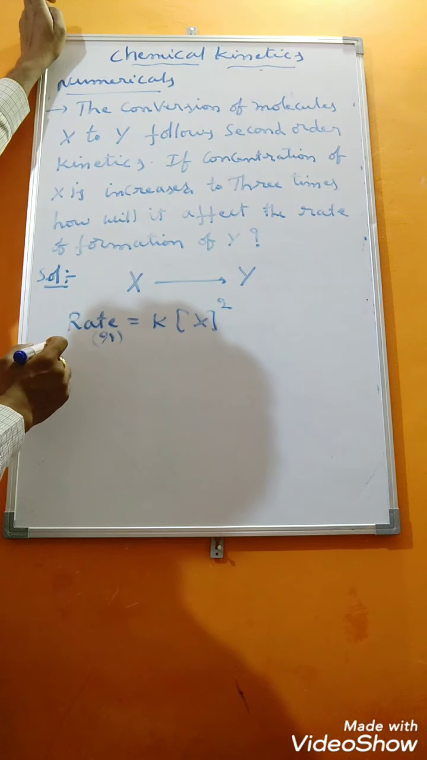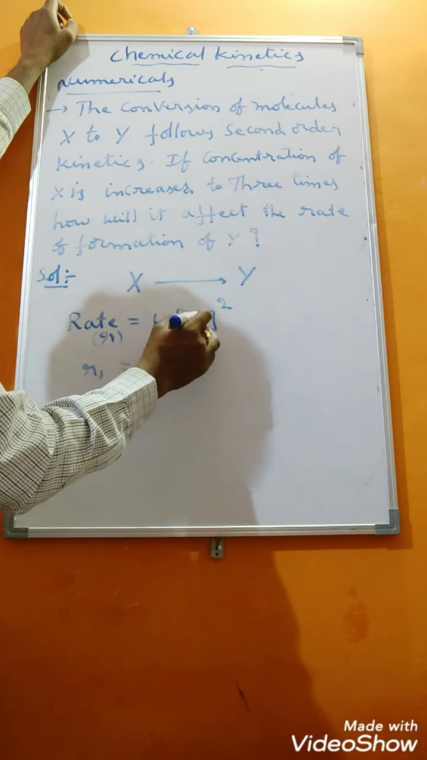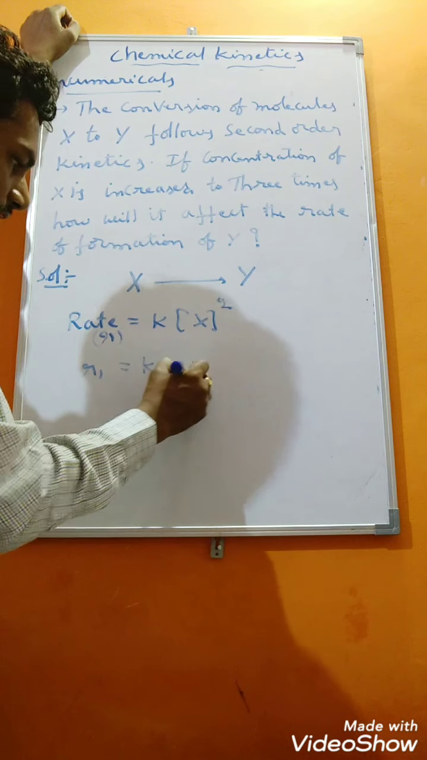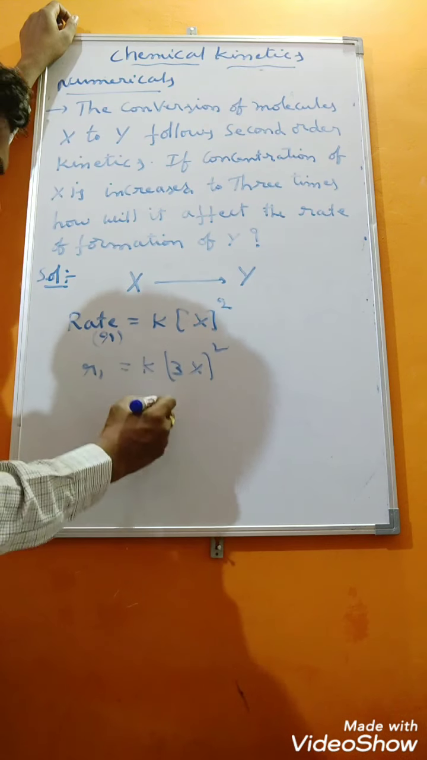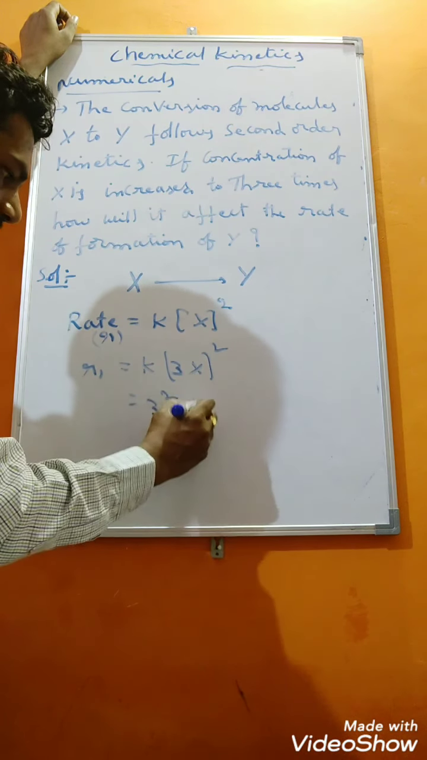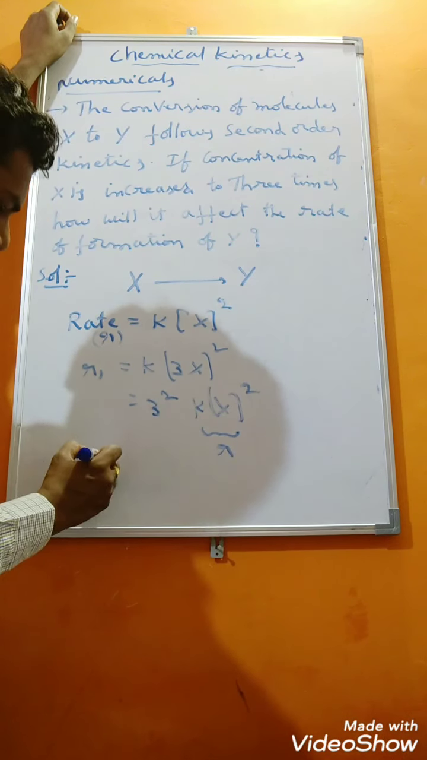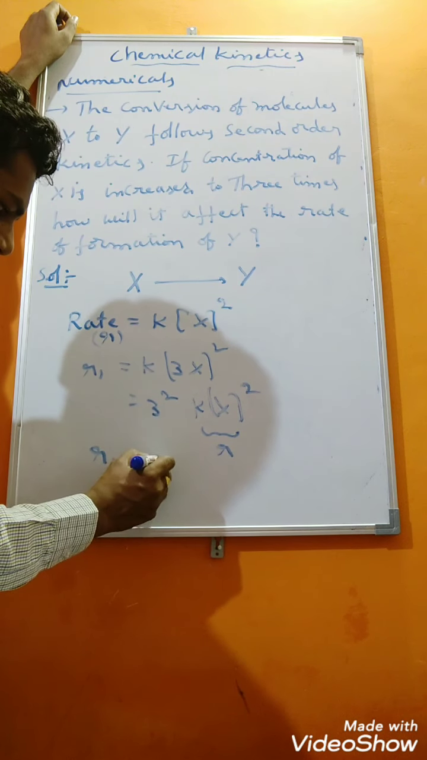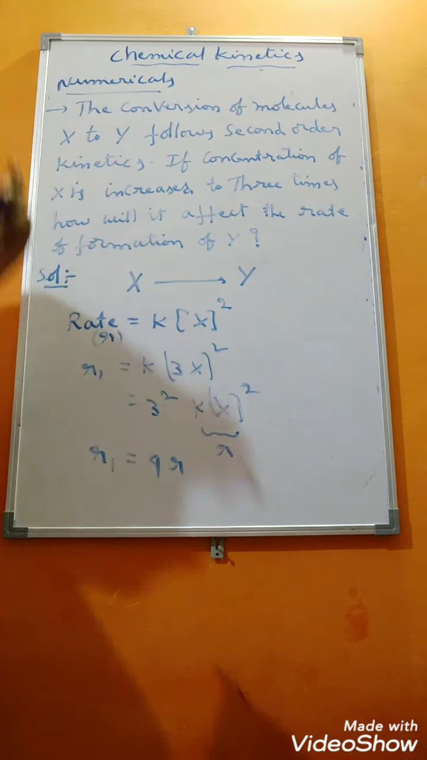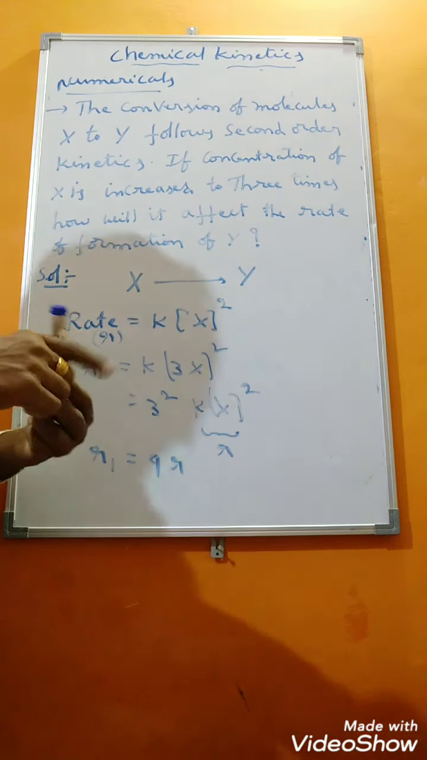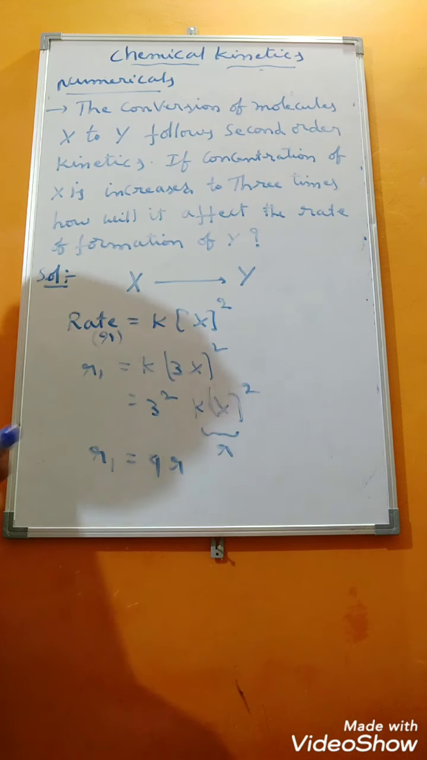Then what will happen if we increase the concentration of X 3 times? Suppose I take R1 is equal to K into concentration of X, increased 3 times, (3X) whole power 2. K is constant, you can keep it outside. Then 3 square into K into concentration of X whole square. What is this, students? This is R only. Therefore, R1 is equal to 3 square, that means 9 into R. So, how many times increased here? 9 times increased. Right student? So the product formation also, how many times will it increase? 9 times. Rate of formation of Y will increase by 9 times.